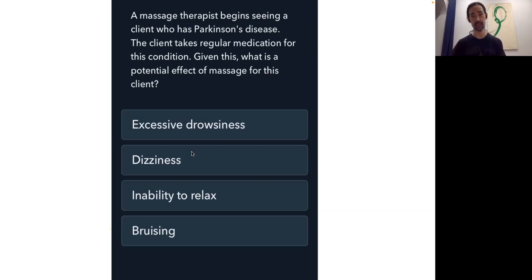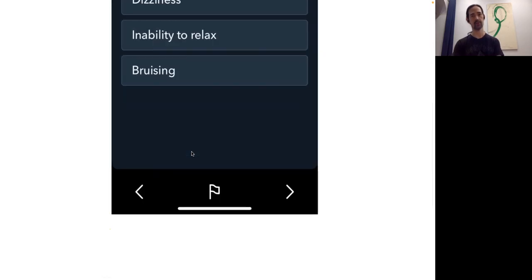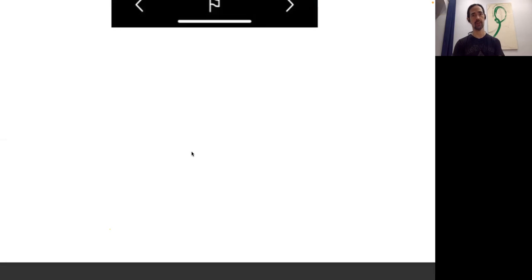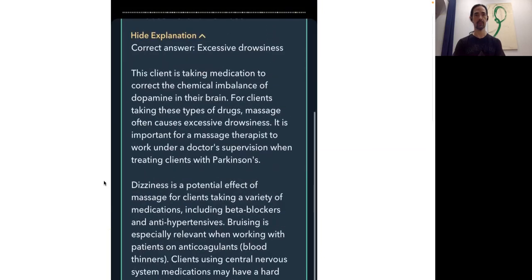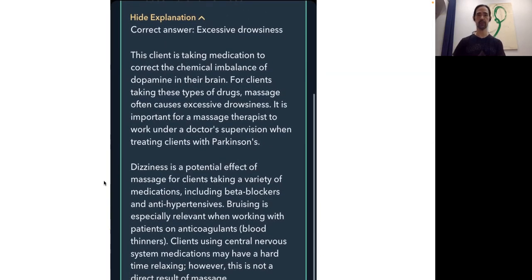Okay, this is kind of tricky, truly tricky. Excessive drowsiness or dizziness. They should have omitted one of those. According to the AMTA, excessive drowsiness is the better answer. Let's see if there's an explanation. The client is taking medication to correct the chemical imbalance of dopamine in their brain. For clients taking these types of drugs, massage often causes excessive drowsiness. It is important for a massage therapist to work under a doctor's supervision when treating clients with Parkinson's.